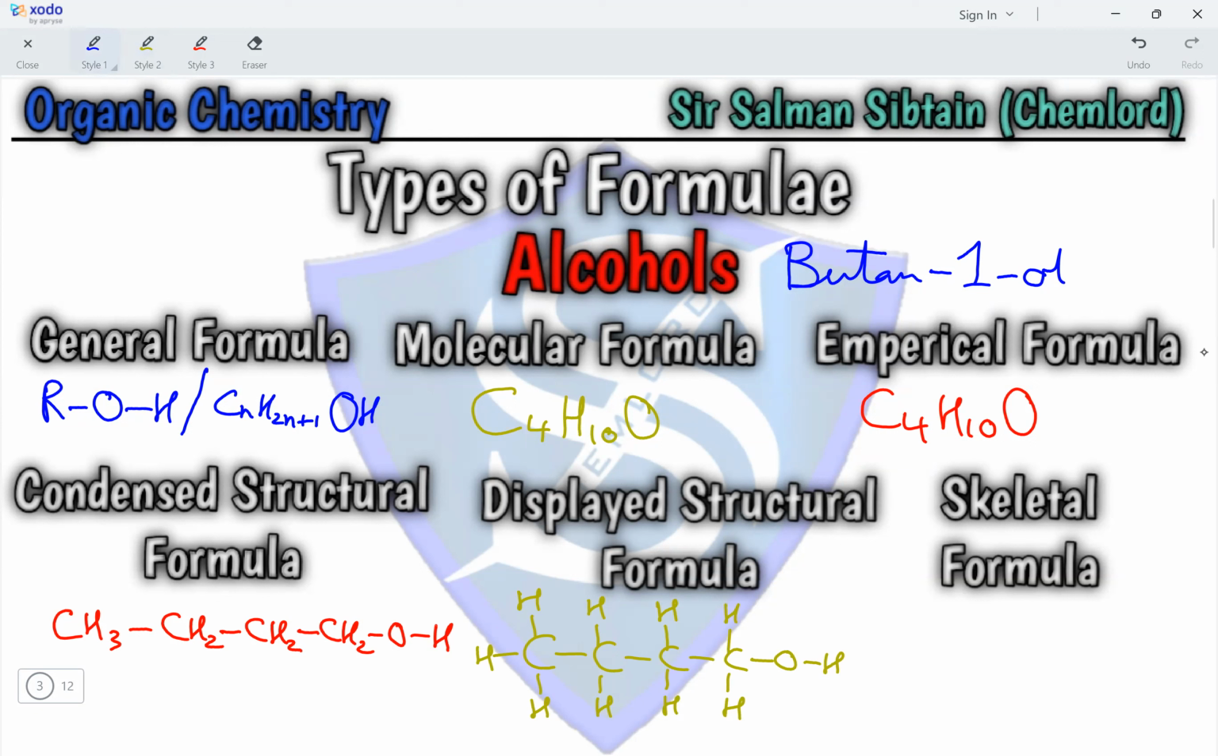And finally, to make the skeletal formula, we have butane and then the OH group present at the terminal carbon atom.